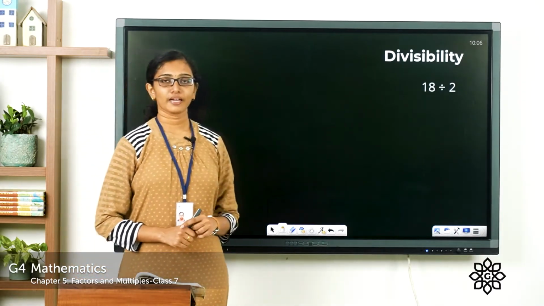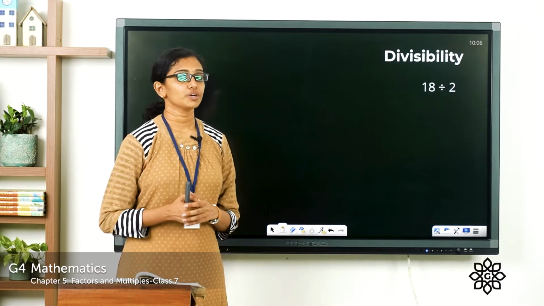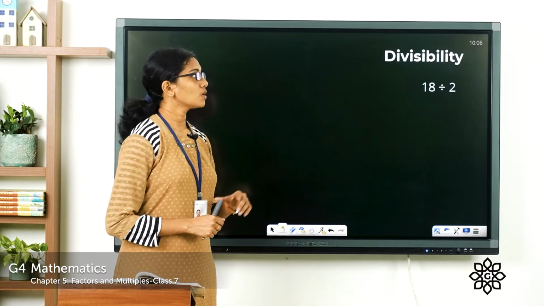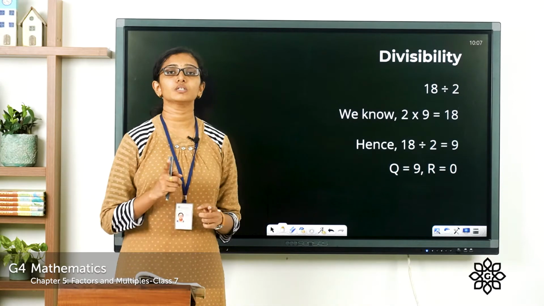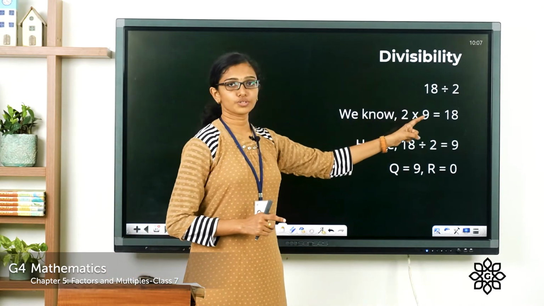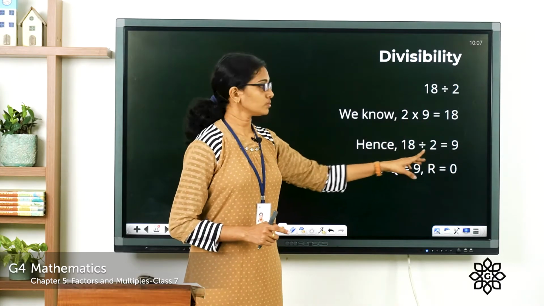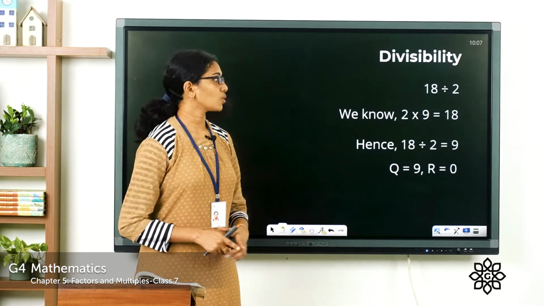18 divided by 2. You have to find out 18 divided by 2. What is 18 divided by 2? How much is the quotient? We know 2 9s are 18. So how many 2's will go in 18? 2 9s are 18. So 18 divided by 2 is equal to 9. So the quotient here is 9 and the remainder is 0.